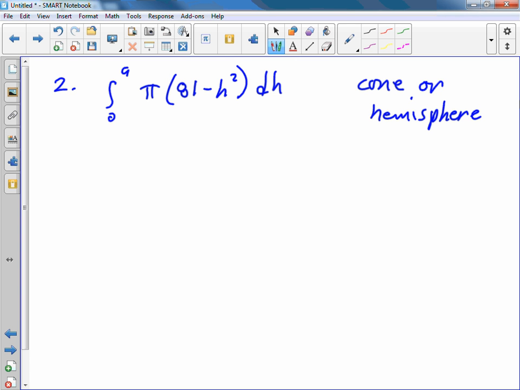Cone or hemisphere, and there's lots of different ways to look at this one, and maybe I should just go really fast and get on to the last one. Maybe I'll do that, because most people didn't have problems. So this was a hemisphere with radius 9 units. And you can see that, I want to do this fast.